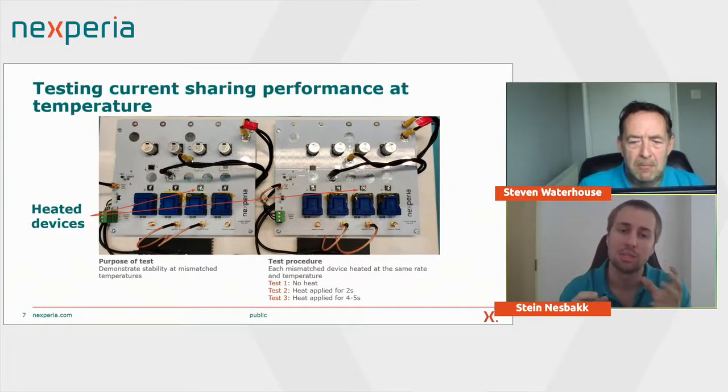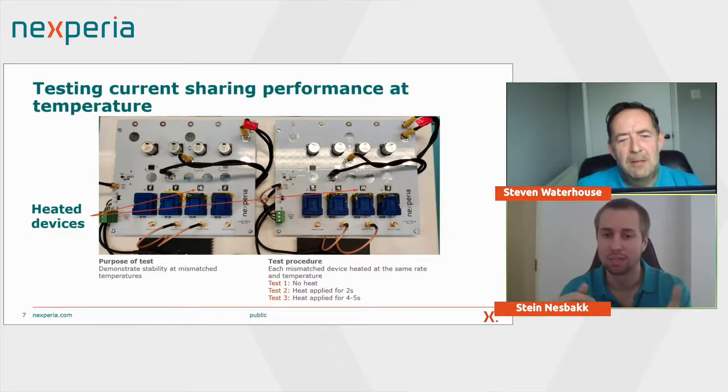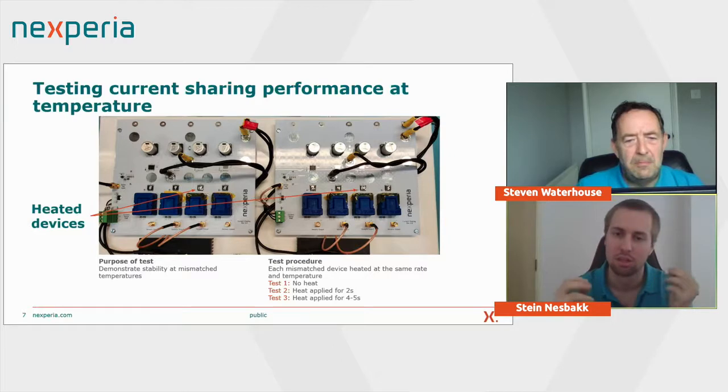So the way we did this, we heated the devices as the arrows show, and we heated them at the same rate at the same temperature. So again, it's an apples to apples comparison, keeping everything equal here. The only difference is the technology again. We have 3 captures, one with no heat. Test 2 has heat applied for 2 seconds, and test 3 has heat applied for 4 to 5 seconds. And if we look at the results, next slide, please.